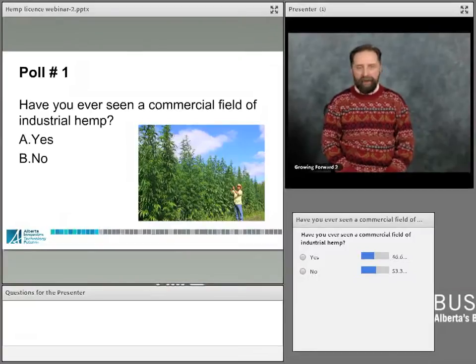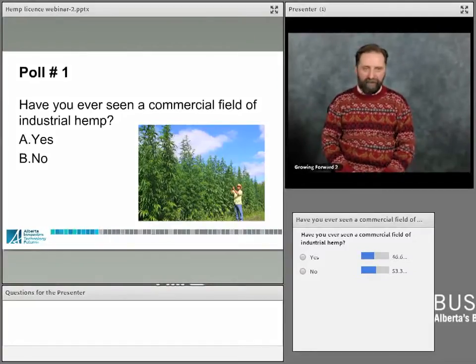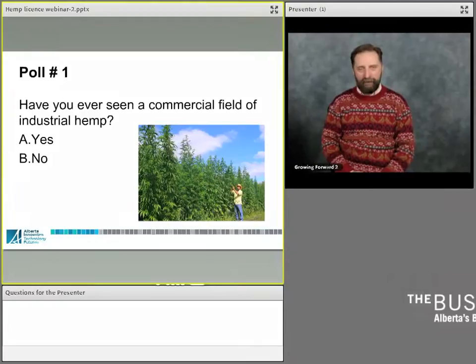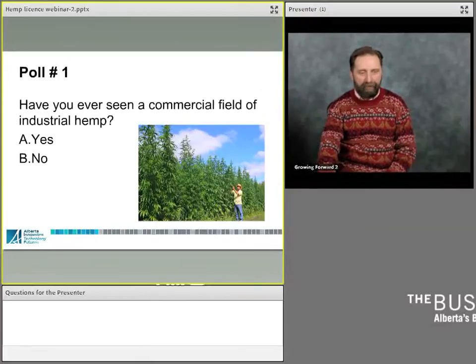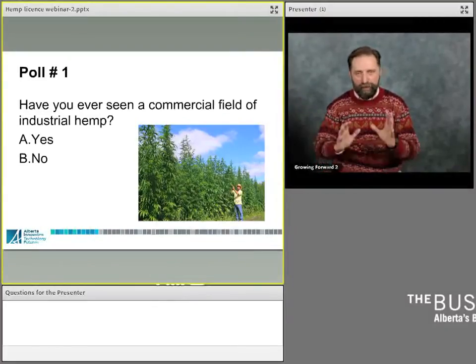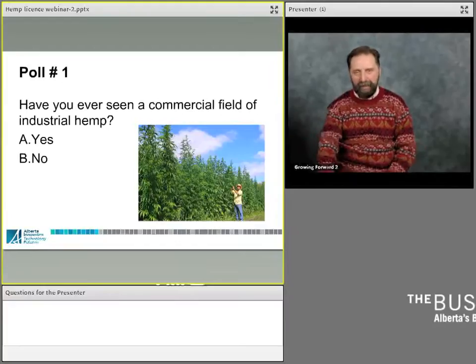Excellent. So we have half of you that have already seen commercial fields of industrial hemp, and the other half, roughly, haven't seen. Welcome, all of you who have never seen industrial hemp, yet you're interested in this industry. You're interested in opportunities that this crop might bring. Okay, excellent. So now we know who is sitting and who is watching this webinar. Welcome, first timers, and this is really great because, as I said, this webinar is primarily meant for those who want to enter this industry.